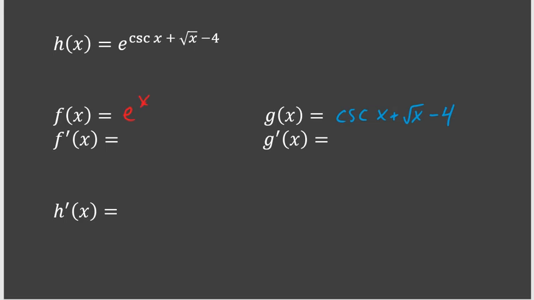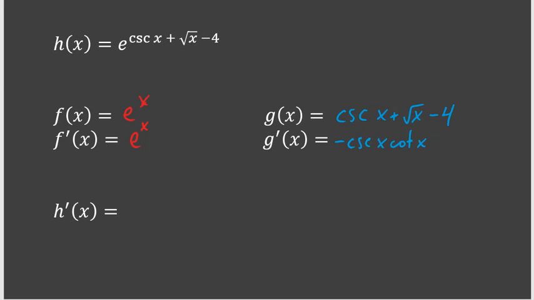The derivative of e to the x, once again, is the nicest thing we can possibly see. It's just e to the x. And the derivative of g, the derivative of cosecant x, this is another guy from our previous video on the product and quotient rules. The derivative of cosecant x is minus cosecant x cotangent x plus the square root of x.